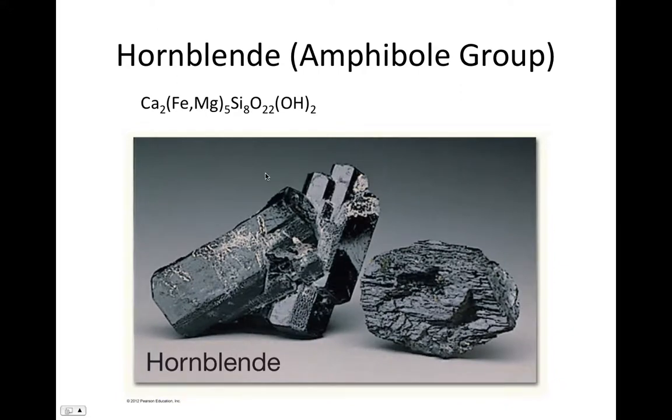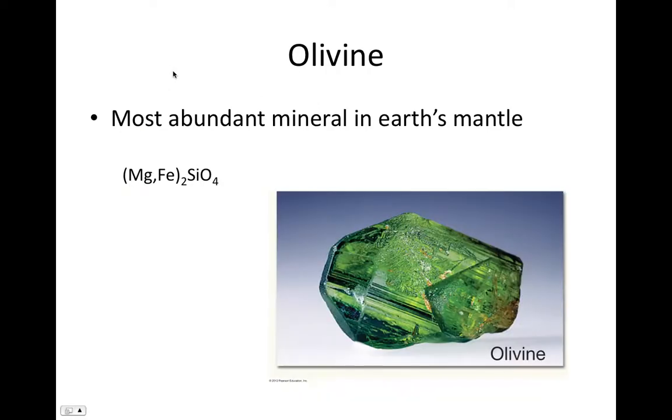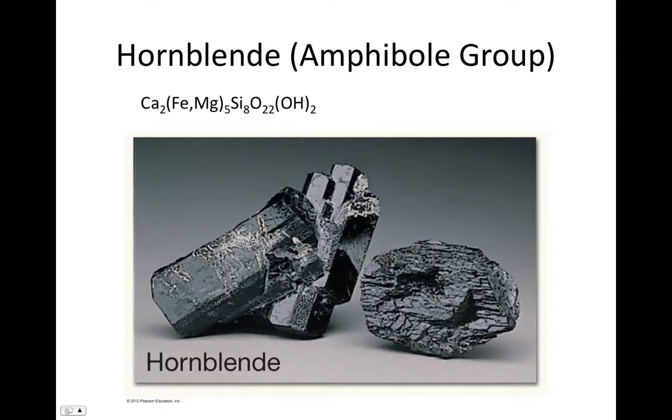Then we have hornblende. I should say that olivine has the single tetrahedra structure. Hornblende has the double chain structure. All ferromagnesian silicates with the double chain structure are called the amphibole group, and hornblende is the most common one in the amphibole group. See, it has iron, magnesium, and silica in it. It's very dark in color.